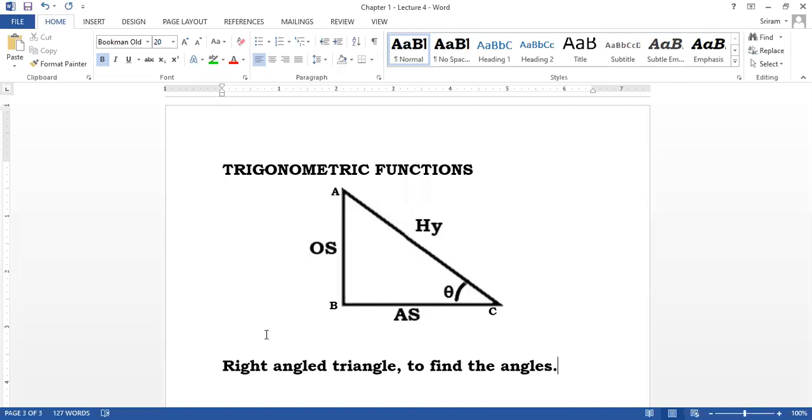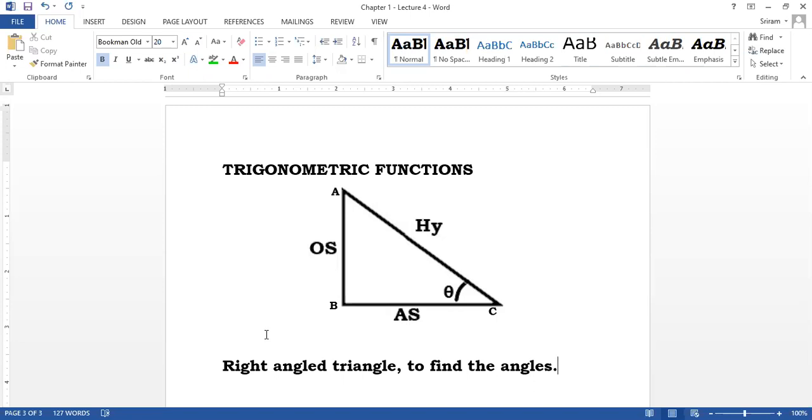I can give you another simple idea for trigonometric function, because trigonometric function is applicable in different places. For example, you are standing in front of your house and you are viewing the top of your building.